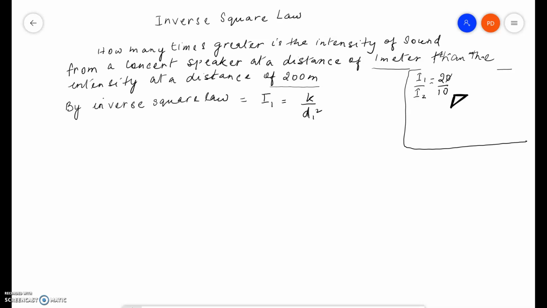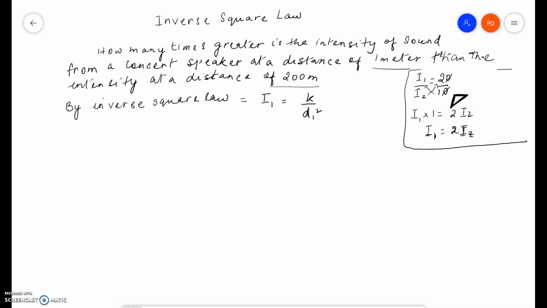So what we can do is cancel the zeros. So we have I1 over I2 is 2 over 1. We can cross multiply. So this is what cross multiplication looks like. So I1 times 1 is equal to 2 times I2, which is the same as I1 equals 2 I2. Now when I say I1 equals 2 I2, let me read it as a sentence. It says the intensity at a certain distance, which is denoted as 1, is equal to twice the intensity at a certain distance denoted by 2.